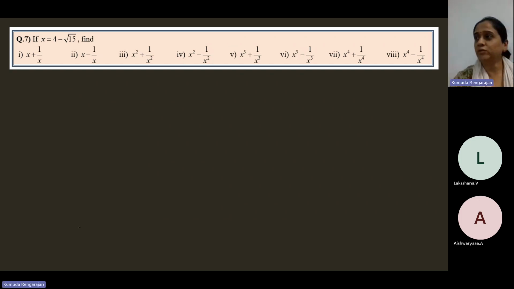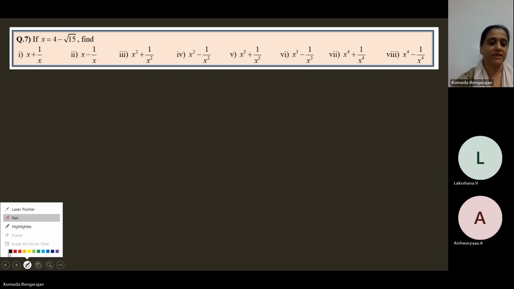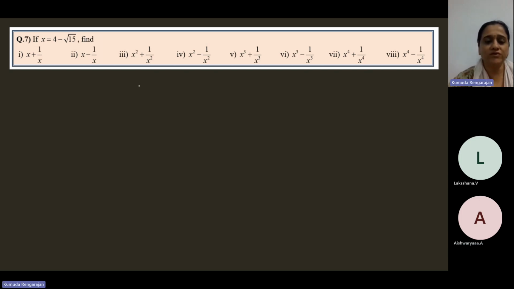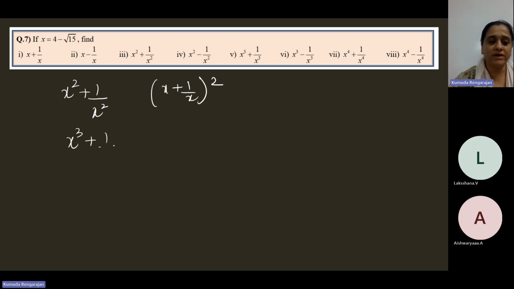So here, if x is equal to 4 minus root 15, find x plus 1 by x. Okay, I would like to tell you that there is a difference between x square plus 1 by x square and x plus 1 by x the whole square. These two are different. Similarly, x cubed plus 1 by x cubed is different from x plus 1 by x the whole cube. Both are different. Find x plus 1 by x the whole cube is different from find x cube plus 1 by x cube. They're different.